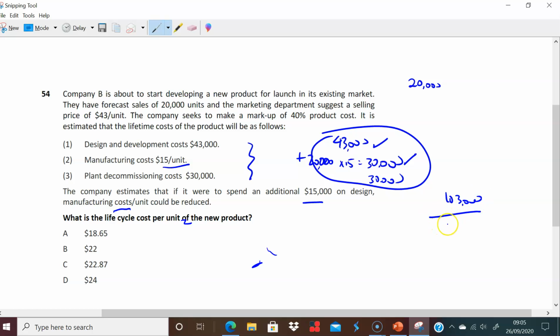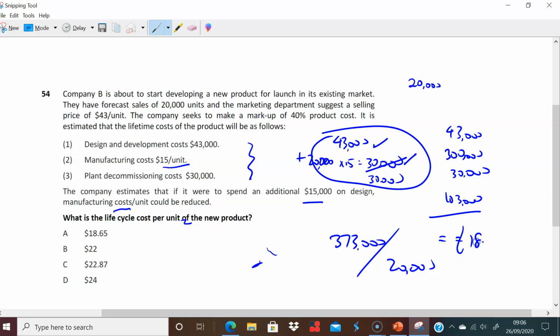Actually, careful, Oyen. 20,000 times 15. Let me just get that right. 20,000 times 15 is actually 300,000. So yeah, almost missed that there. That's 300,000. I just noticed it seemed a bit small. 300,000 plus 43,000 plus 30,000 comes to 373,000. So you have 373,000 divided by 20,000 units, which comes to £18.65.